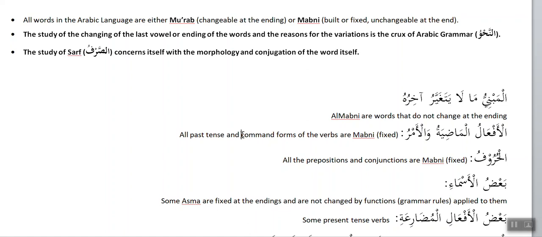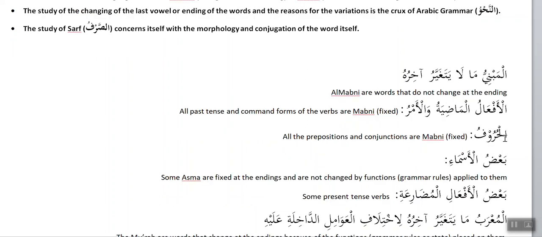And the command also is fixed. So if I say to you, sit, or eat, or drink, or write, or whatever, any command. So these are two examples of words that are fixed, past tense verbs, and command form of the verbs. Also al-huruf. Al-huruf are prepositions and conjunctions. They're all fixed. They don't change in the ending.